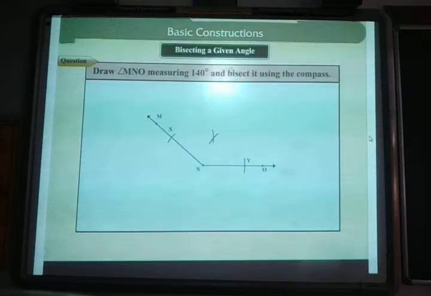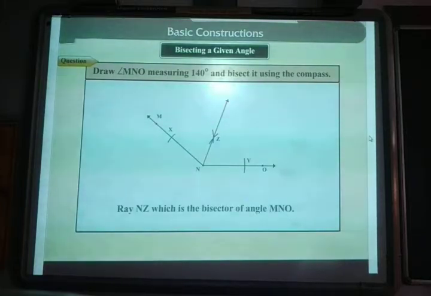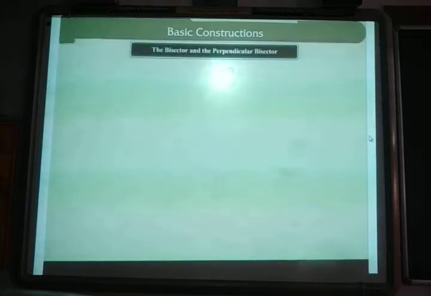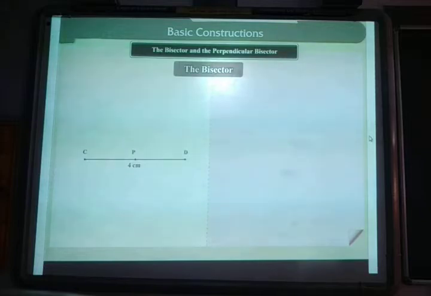Name the point of intersection as Z. Draw ray NZ. Thus, we have ray NZ, which is the bisector of angle MNO. The bisector and the perpendicular bisector. The bisector.